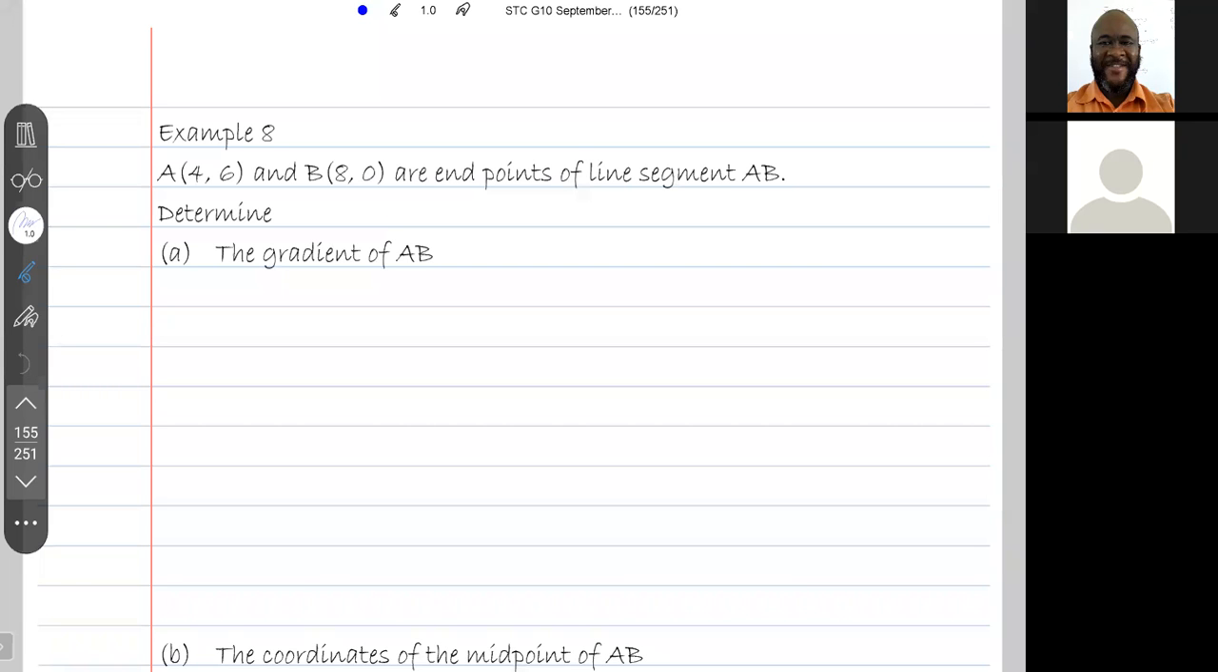All right, guys, so I'm looking at example 8. Example 8 says A, which is the point (4, 6), and B, which is the point (8, 0), are endpoints of line segment AB. Part A: determine the gradient of AB.